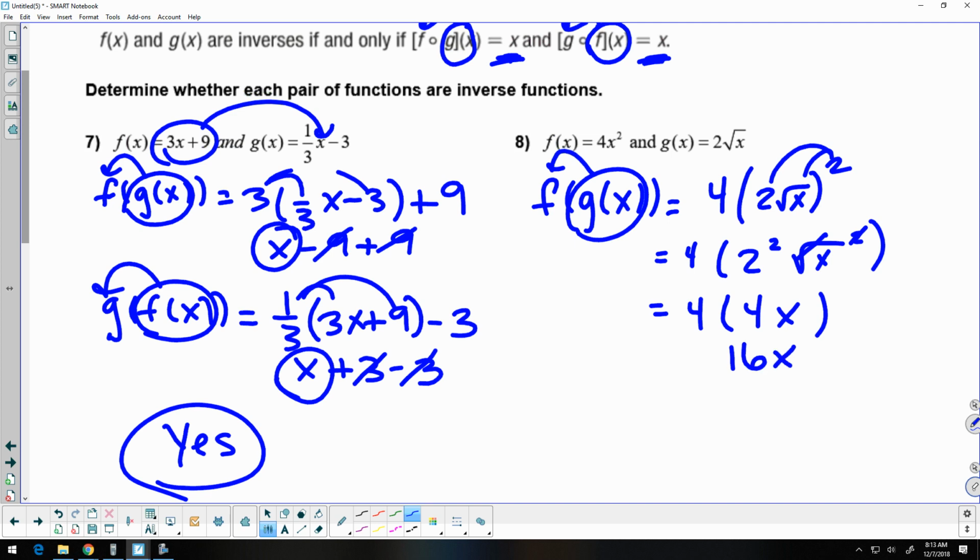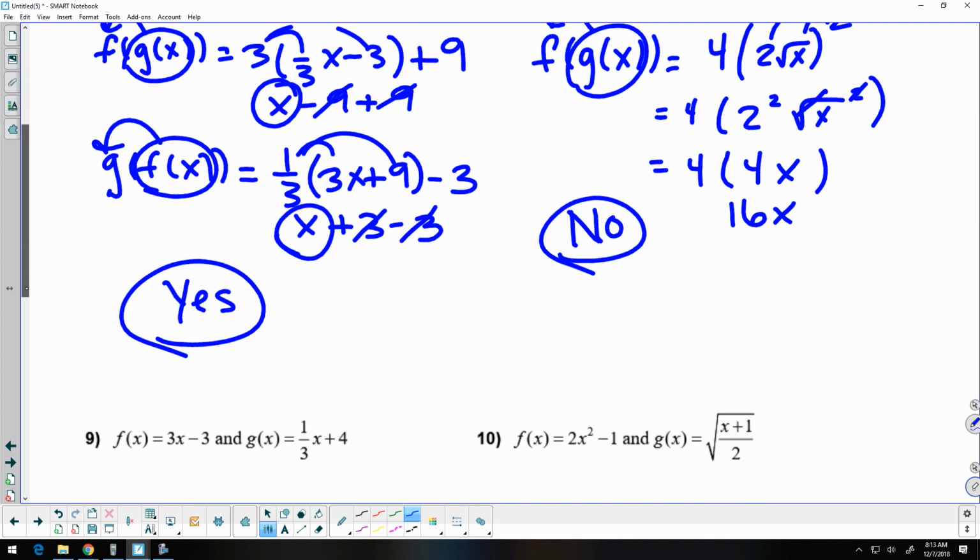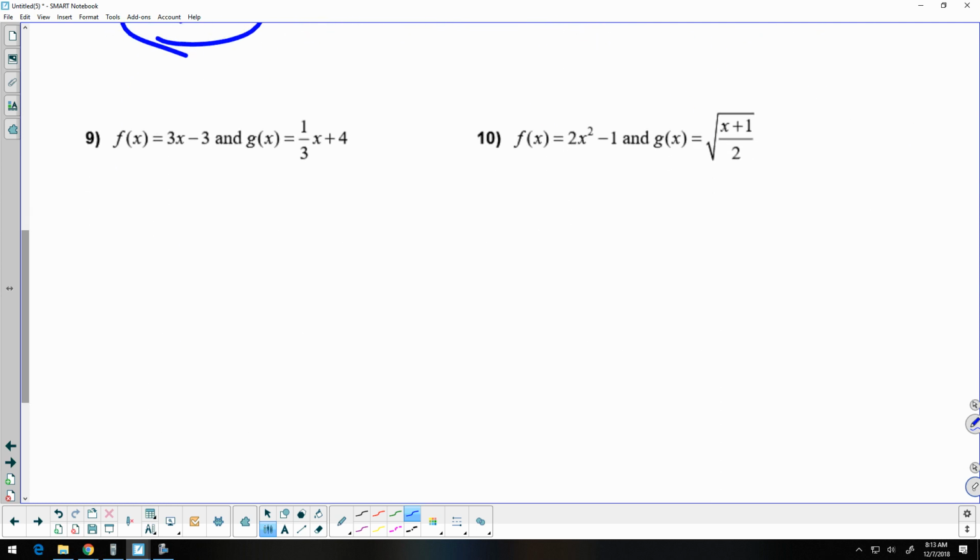So I can even just stop here because I did not get a positive 1x like I wanted to. I can just stop right here and say, well, no, these are not going to be inverses. If one of them doesn't work out right away, if you don't just have a positive 1x left over, you could just stop there. You don't even have to check the other one. All right, so same thing for the next one.